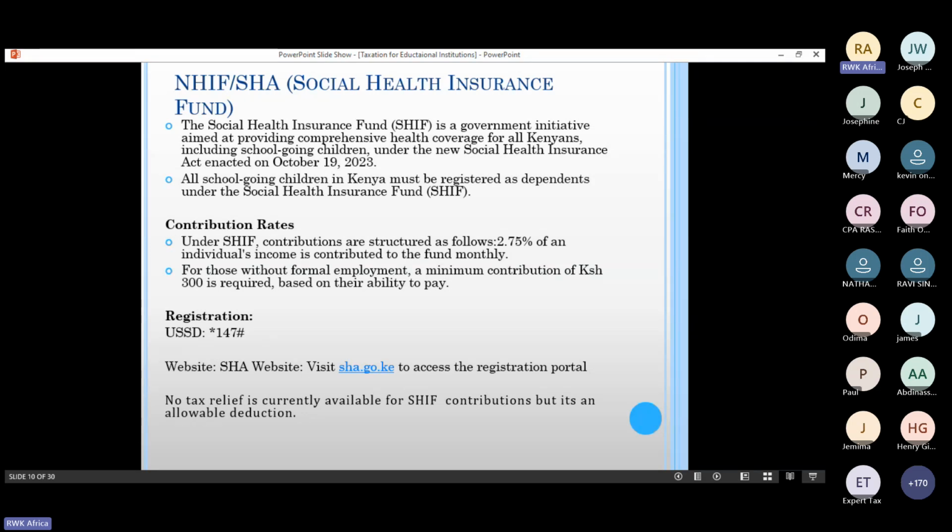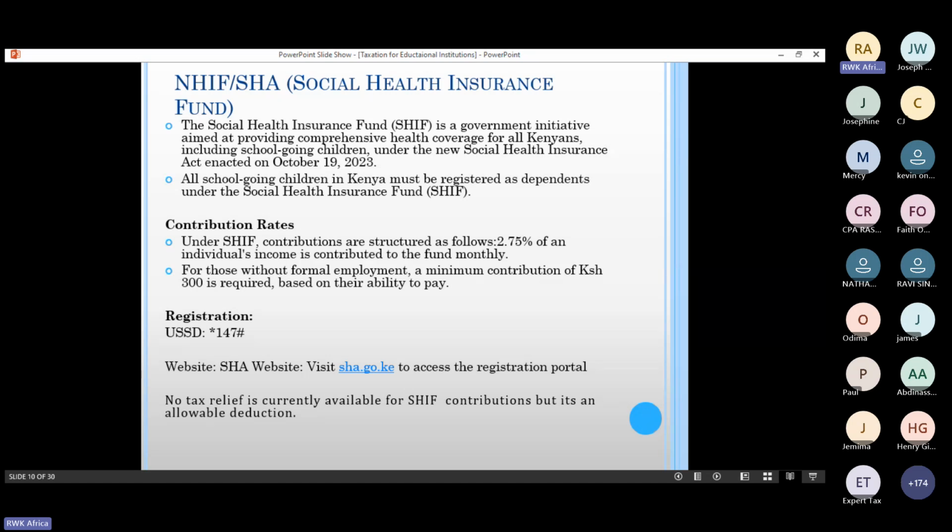For example, if you're earning 30,000, the amount that should be subjected to tax is not 30,000. So we deduct NSSF, which is an allowable deduction. NSSF, you have said, is 6%. So 6% of that is 1,800. Then we have 2.75% for the SHIF contribution. I think it's around 825 there. So 30,000, you deduct 1,800 and 825, you're going to get around 27,000. That is the amount that should be subjected to tax.